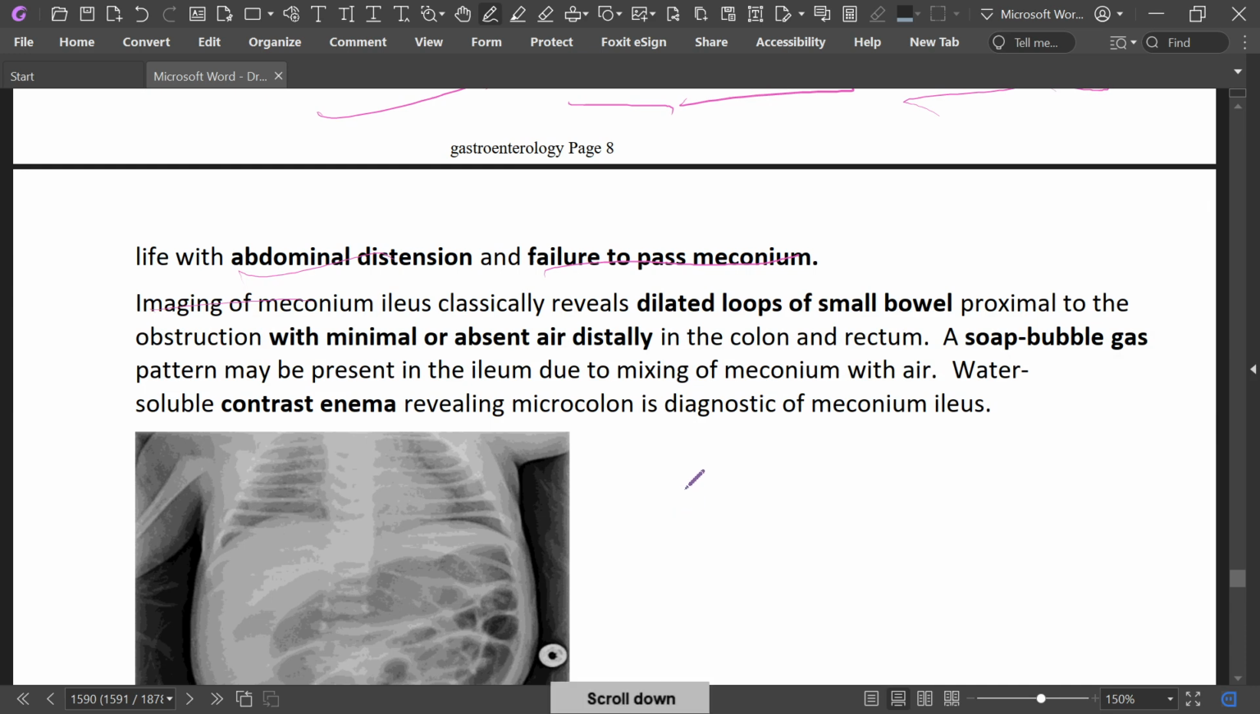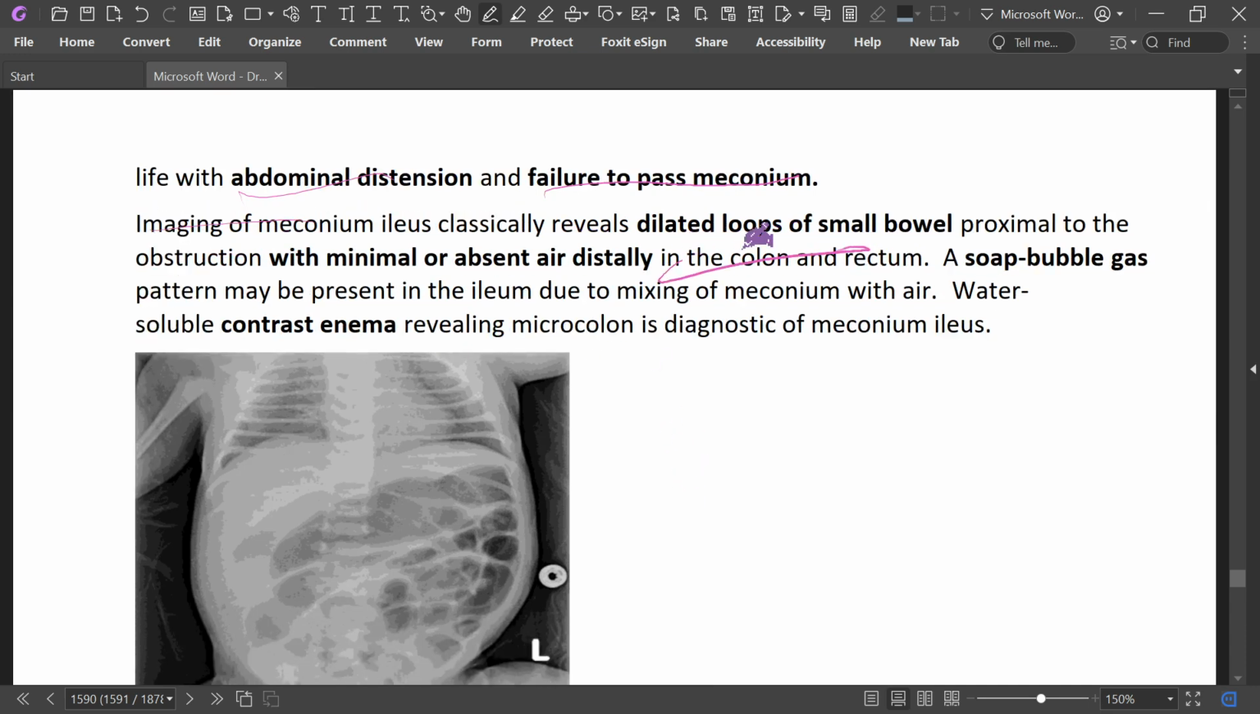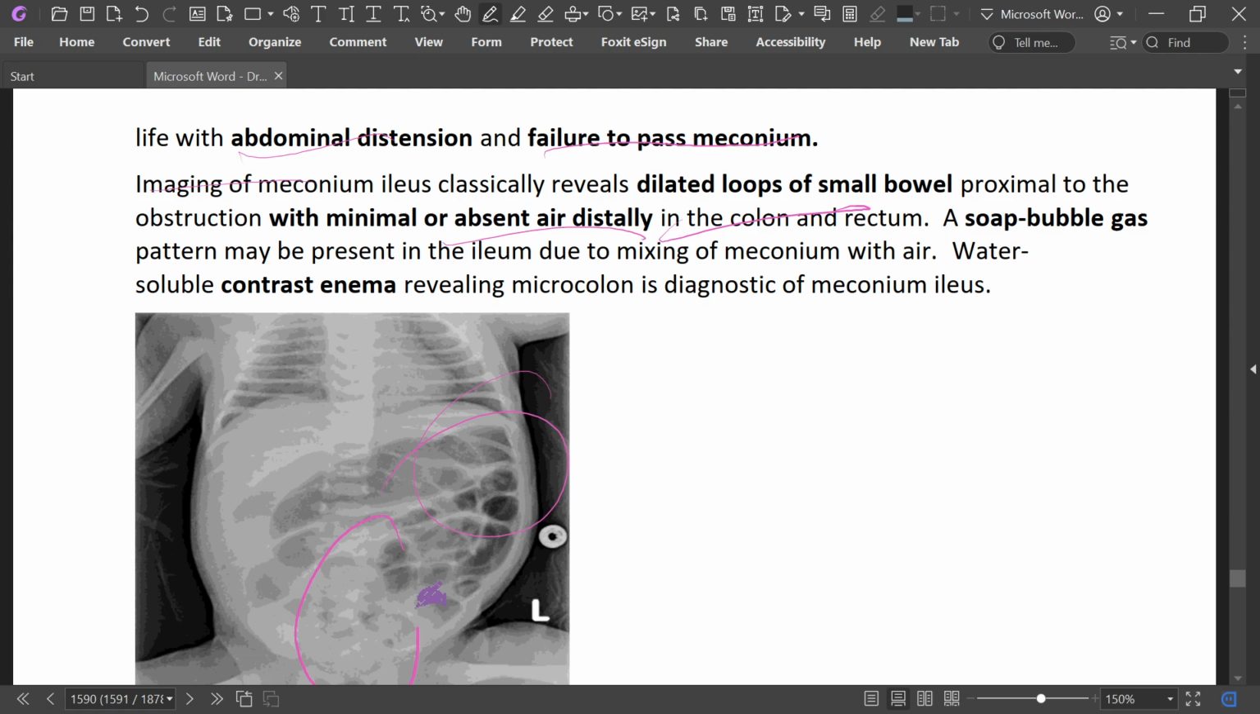On imaging in meconium ileus, there are dilated loops of small bowel proximal to the obstruction, with minimal or absent air distally.